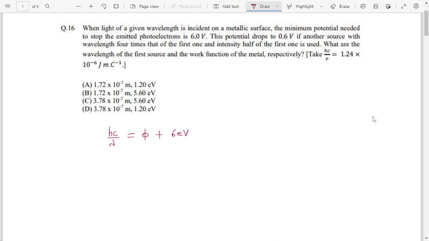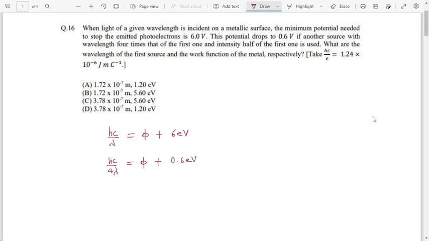Now it says that if the wavelength of the incident light is made 4 times, in that case the stopping potential becomes 0.6 volts. So using this data, we can write that if lambda becomes 4 lambda, of course phi will remain unaffected, and 6 electron volt will become 0.6 electron volt. So using these two equations, we can find the value of phi as well as the value of lambda.